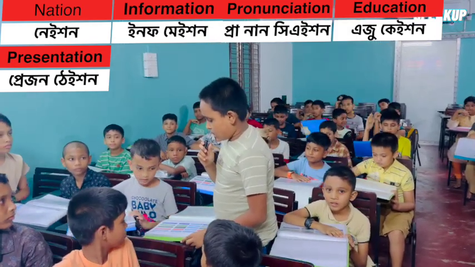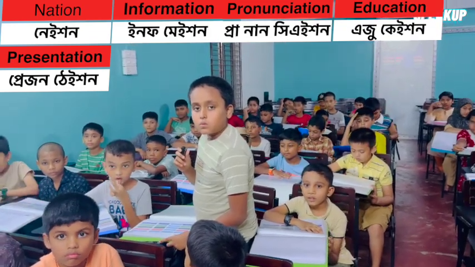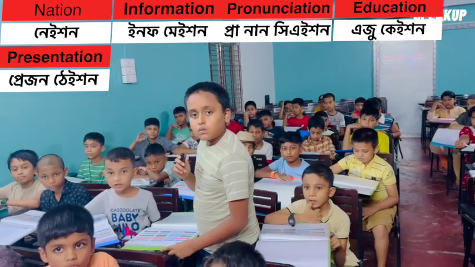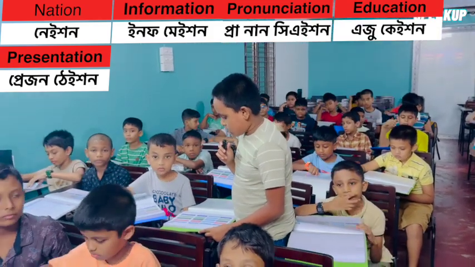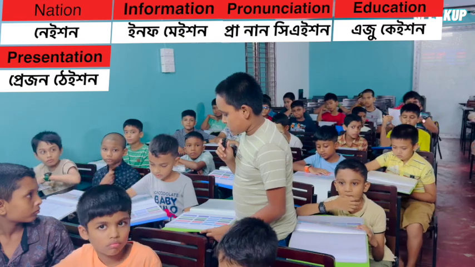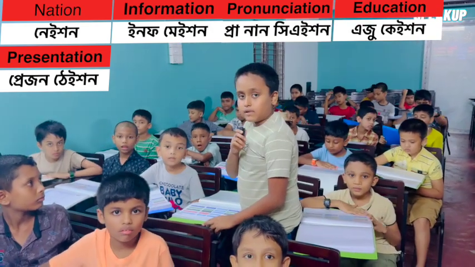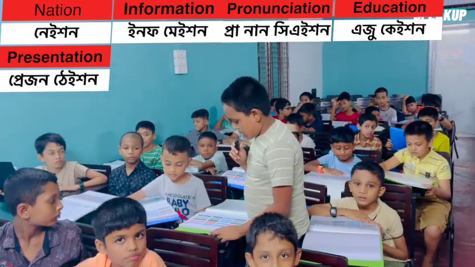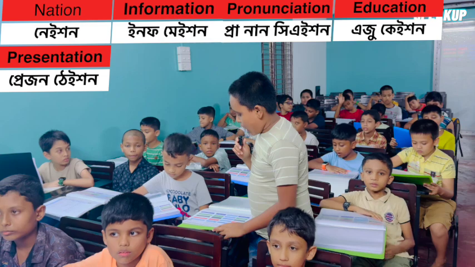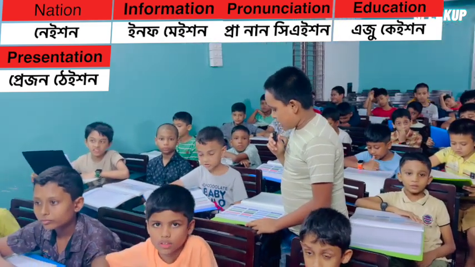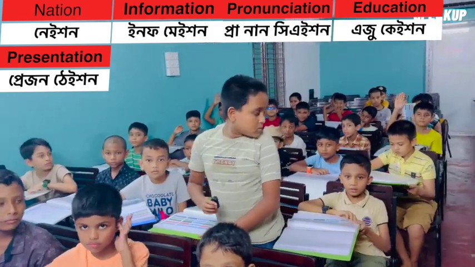Nation. For example, not like that. For example, you drop your tune. You have to be on track. For example, history is the life of nation. Information. We don't always get timely information. Timely. Timely. Pronunciation. Check your pronunciation. Education. Our people need education. Presentation. I have a great presentation today. Ah, good job. Anyone?